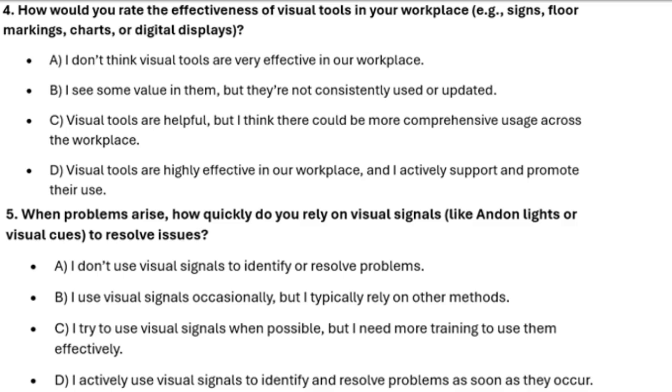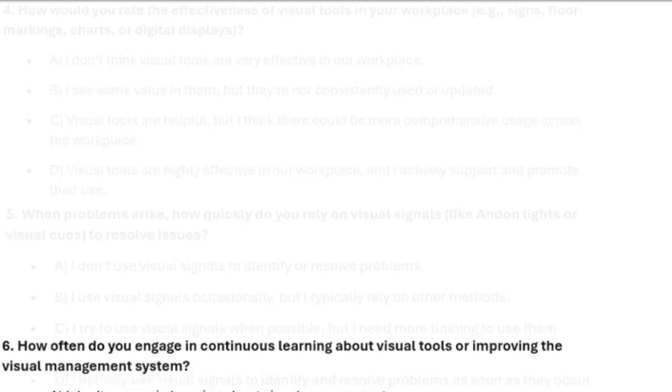5. When problems arise, how quickly do you rely on visual signals, like andon lights or visual cues, to resolve issues? A. I don't use visual signals to identify or resolve problems. B. I use visual signals occasionally, but I typically rely on other methods. C. I try to use visual signals when possible, but I need more training to use them effectively. D. I actively use visual signals to identify and resolve problems as soon as they occur.